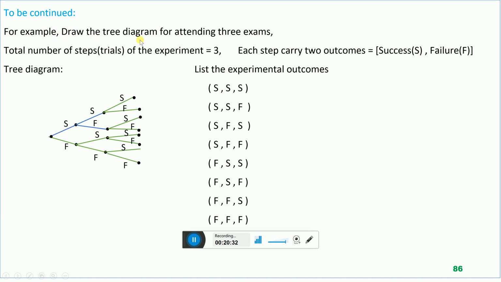I'm again repeating, draw the tree diagram for attending 3 exams. Suppose a single student is giving 3 exams. So giving an exam, attending an exam, is an experiment, and this experiment carries 2 outcomes. The student will pass the exam, or the student will fail the exam. So the total number of steps of the experiment is 3, because we write attending 3 exams. The experiment is attending an exam, but this experiment carries 3 steps. 3 exams the student has to give, and each exam carries 2 possible outcomes. The student will pass, success in the exam, or failure, he will fail the exam. Now the question is this: draw the tree diagram for this 3-step experiment, attending exams.